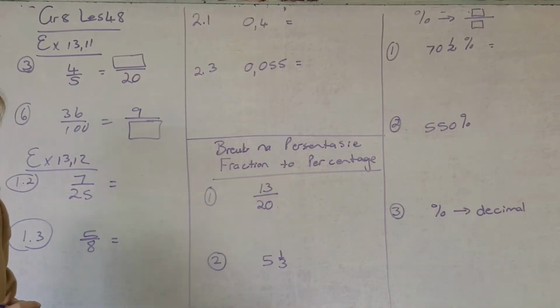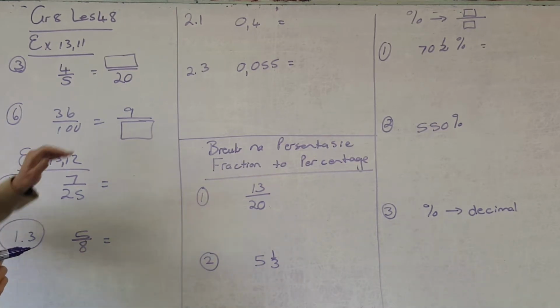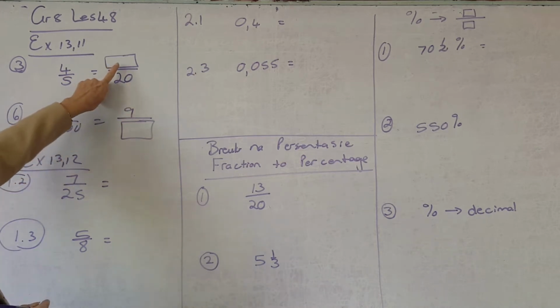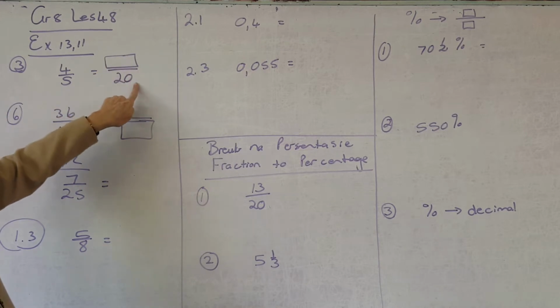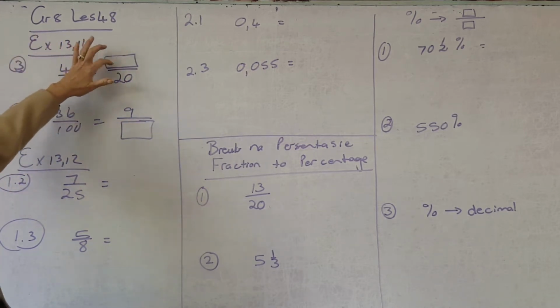Ons is besig steeds met breuke, want this is still with fractions. Nou wil ek hê jy moet vir my ekwivalente breuke kry. So this would be a question. Fill in the blank. Wat gaan jy doen met 4/5 om te skryf as iets op 20? What will you do to write 4/5 as something out of 20?